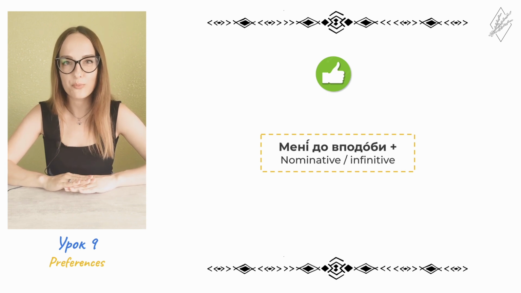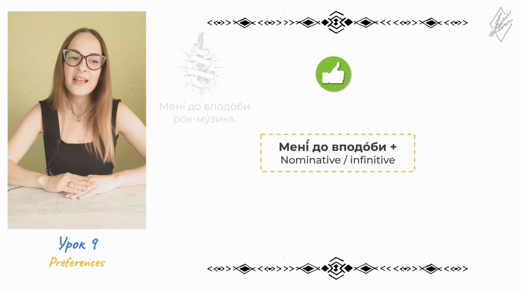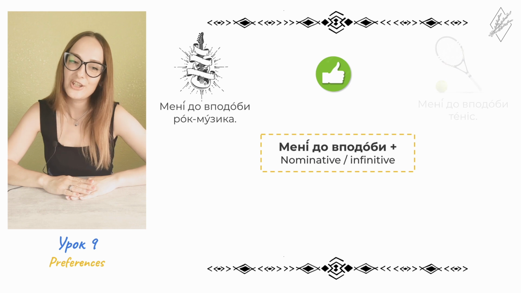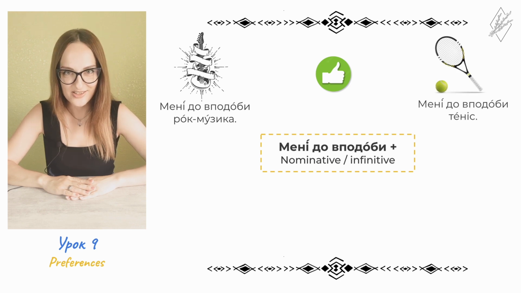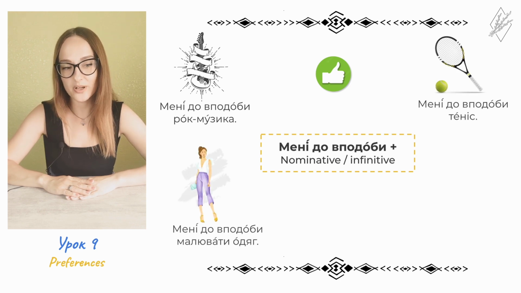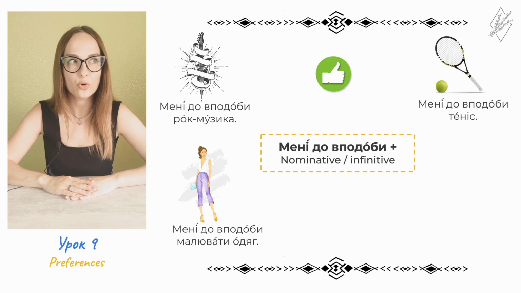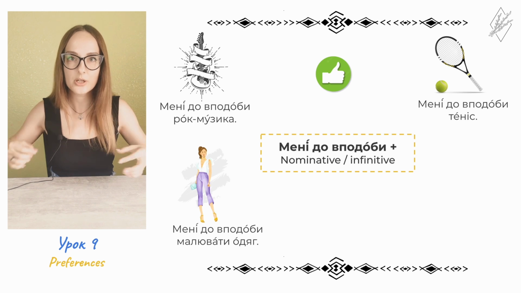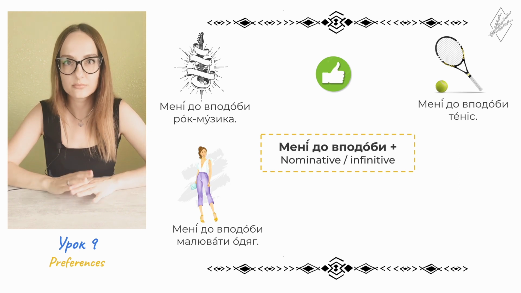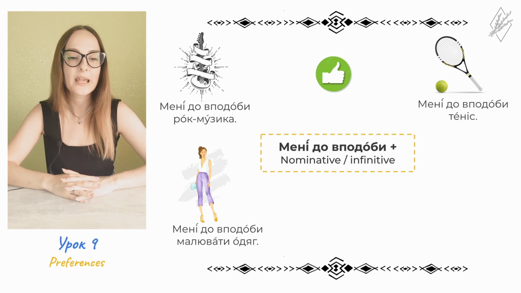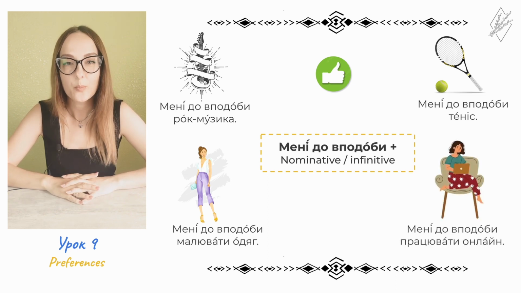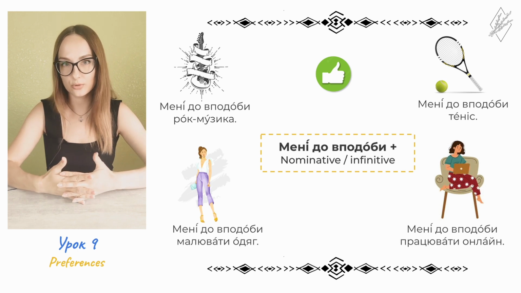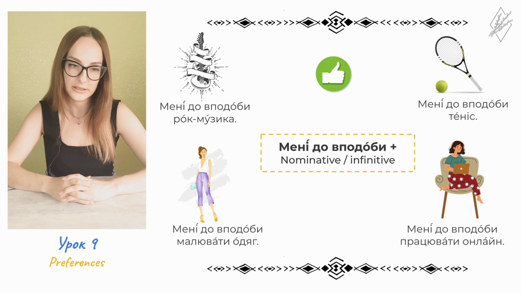Мені до вподоби рок-музика. Мені до вподоби теніс. Мені до вподоби малювати одяг. Малювати одяг. Одяг, clothes. Малювати, to draw. To draw clothes, так? Мені до вподоби працювати онлайн. To work online, right? Працювати онлайн.